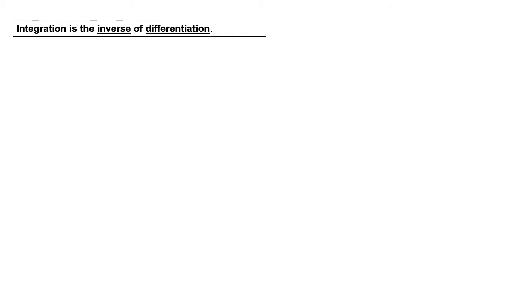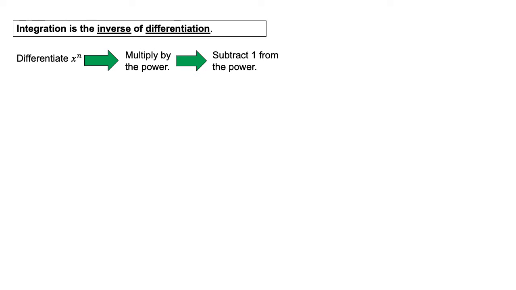Okay, the first thing I want you to make sense of immediately is that integration is the inverse of differentiation. So what we know of differentiation from the last recording is that if I ask you to differentiate x to the power of n, where n is any number, what we did was you multiply by the power, then you take 1 away from the power, which leaves you with the differentiated expression of n times x to the power of n minus 1, where n is any number. So this is what we learnt in the first session on differentiation.